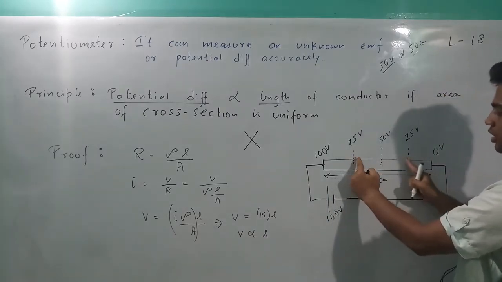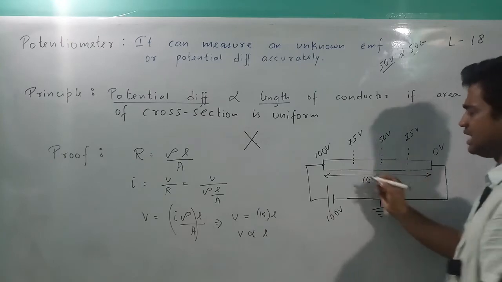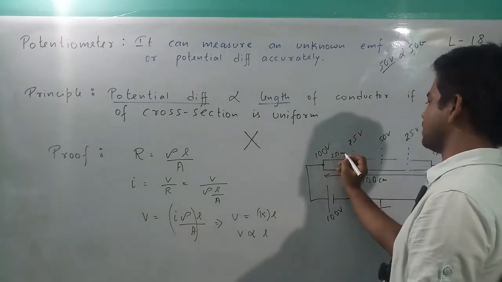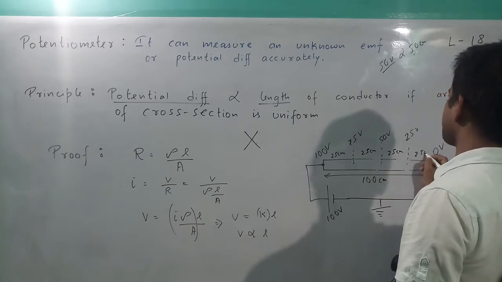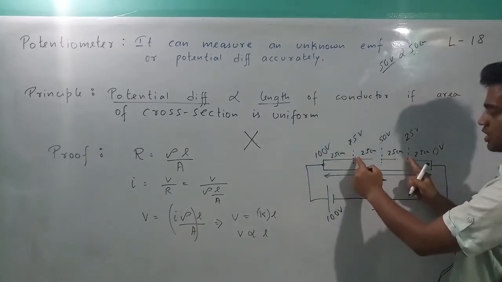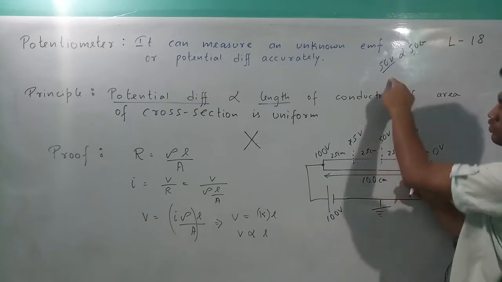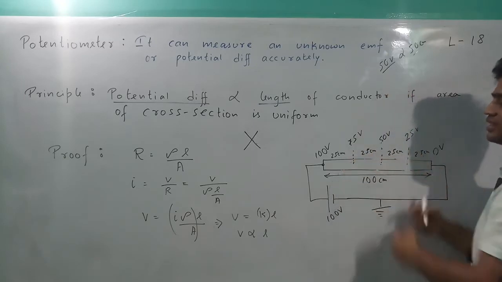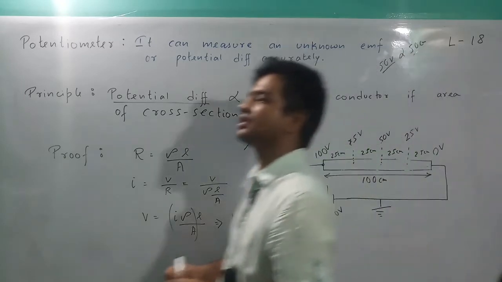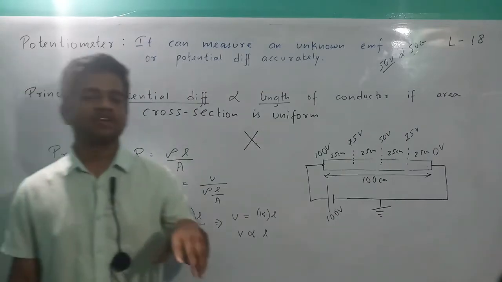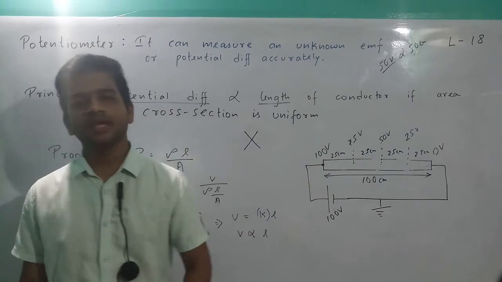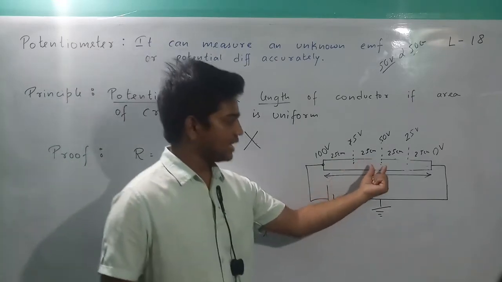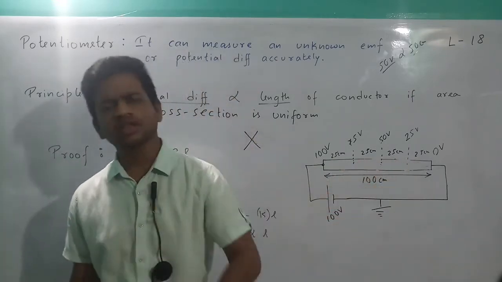Now, if you consider these 2 points, it is very easily understood that each part is 25 centimeter now. Consider these 2 points. What is the potential difference? 75 minus 25, 50 volt. And what is the length? See again, 50 centimeter. So you take any length, the potential difference across those 2 particular points will remain same. You take length L here, L here, L here, the potential difference will remain same.